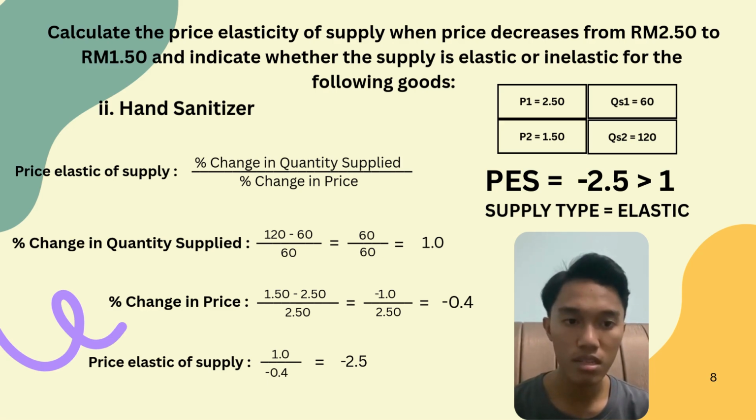Price elasticity of supply is 1.0 divided by negative 0.4. So the total price elasticity of supply is negative 2.50, and the supply of hand sanitizer is elastic.